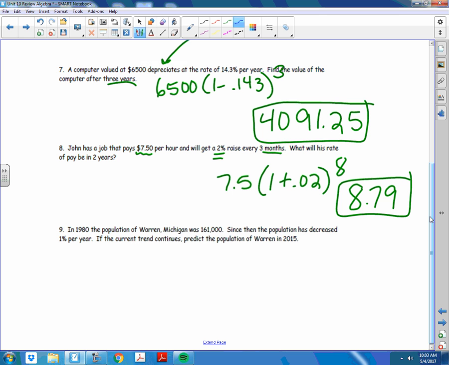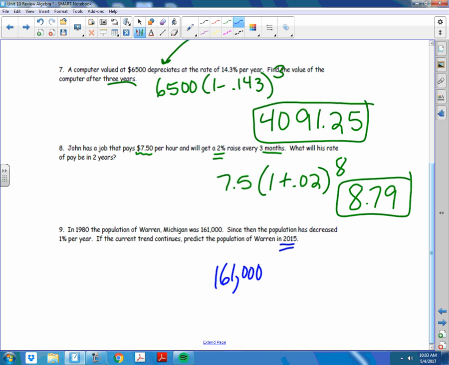Okay, so in 1980, the population of Boyd, Michigan was 161,000. Since then, the population has decreased 1% per year. If the current trend continues, predict the population in 2015. So really, the only thing we have to pay attention to in this is the number of years, right? So we end up with 161,000.